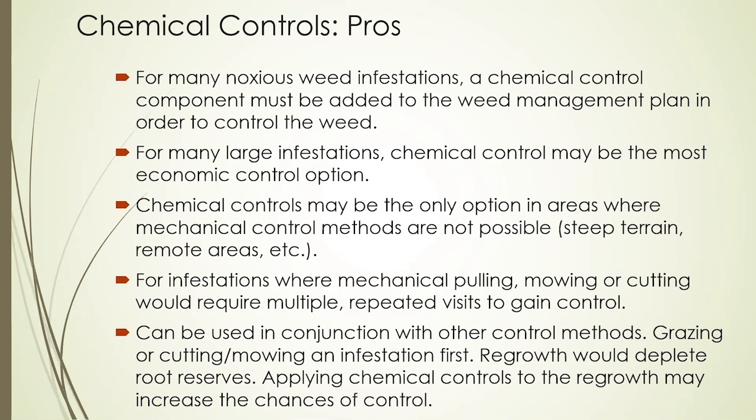I gave an example, both grazing and cutting or mowing. You want to deplete those root reserves and let that plant regrow a couple times, depleting the root reserves, and then hit it with the chemical control, and you'll have a better control option.